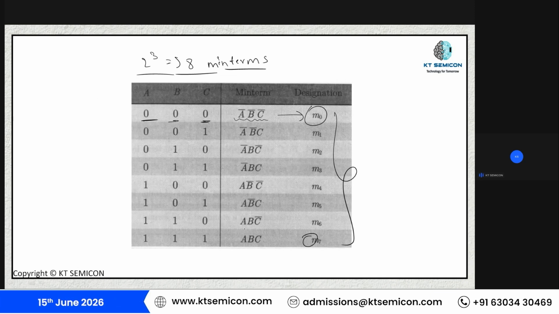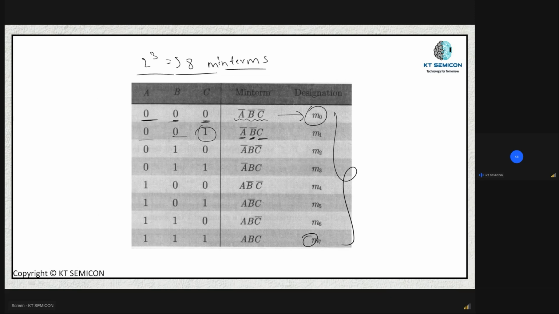If you observe here, if we want to represent 1, we are not representing it in complemented form, but if we want to represent 0, we are representing it in complemented form. Basically, in SOP form of representation, if we want to represent 0, we represent it in complemented form. But if we want to represent 1, we represent it as it is, without any complement.